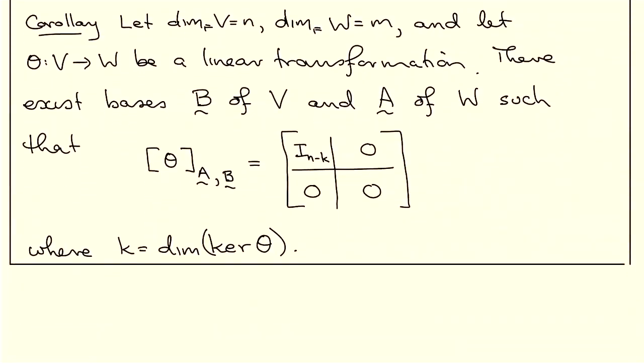And here's the corollary, here's the statement. So we've got an n-dimensional V and an m-dimensional W, linear transformation between them. Then you can pick a basis of V and a basis of W such that the matrix representation of theta with respect to A and B is, this is the n minus k identity matrix. Ones down the diagonal for n minus k, and then everywhere else is zeros, and k is the dimension of the kernel. So it's a very, very simple way of writing the matrix.